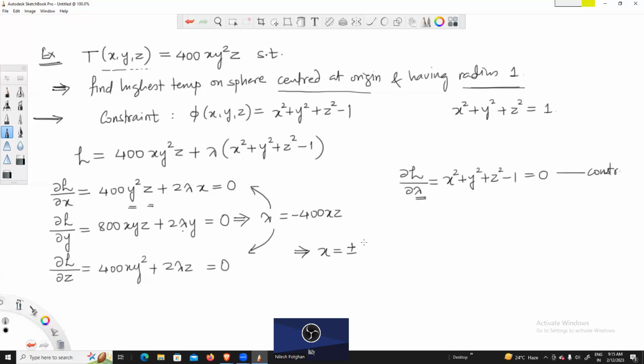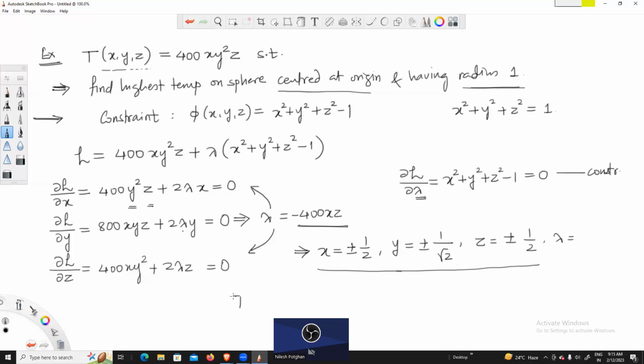You can find the value of x to be 1 by 2, y to be plus or minus half, because this involves square roots, and z equal to plus or minus half. These are the solutions of these 4 equations, and you can find lambda as well, which may look like plus or minus 100. So these are the 4 values of your unknowns, a critical point.